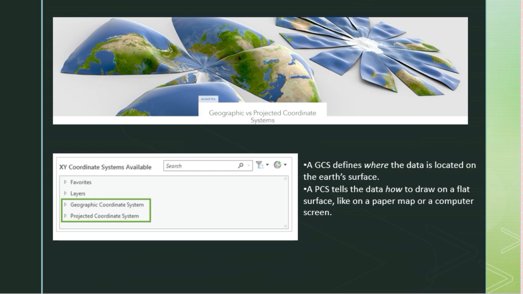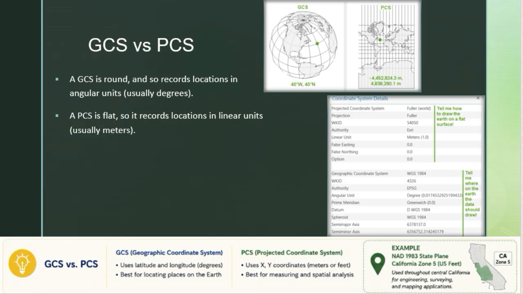So again, a GCS defines where the data is located on the Earth's surface, and a PCS tells us how to draw on a flat surface because it's projected and it has that mathematical equation behind it, which tells us where and how to distort it. A simple way to think about the difference is that a GCS helps us locate places, while a PCS helps us measure them. A GCS uses latitude and longitude in degrees on a curved surface, making it ideal for global datasets and GPS. A PCS transforms those coordinates onto a flat map using a specific projection, allowing us to accurately calculate distances, areas, and directions.